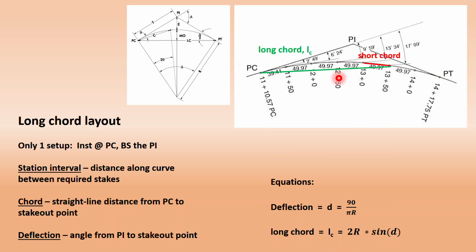They call the long chord the individual distances from the PC out to each one of these. And I just threw one as an example here, this green line from the PC out to station 13 plus 50. They're calling that the long chord distance to establish station 13 plus 50. So every one of these stations also has its own long chord distance as well. But if you remember from last week, we actually already applied that name to a geometry on the curve. You can see it right up here, the LC. That's your capital L, capital C, long chord distance of your overall horizontal curve.